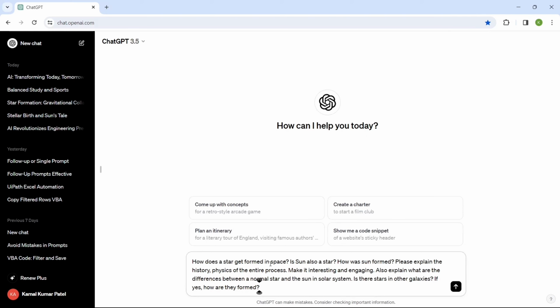How does a star get formed in space? Is the sun also a star? How was the sun formed? Please explain the history and physics of the entire process. Make it interesting and engaging. Also explain what the differences are between a normal star and the sun in the solar system. Are there stars in other galaxies? If yes, how are they formed?